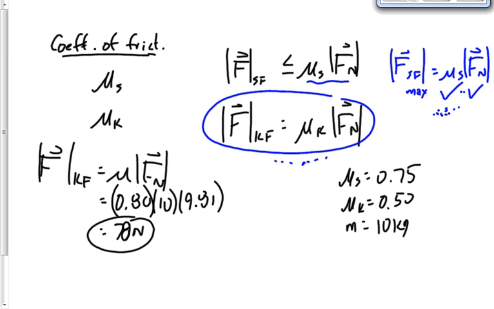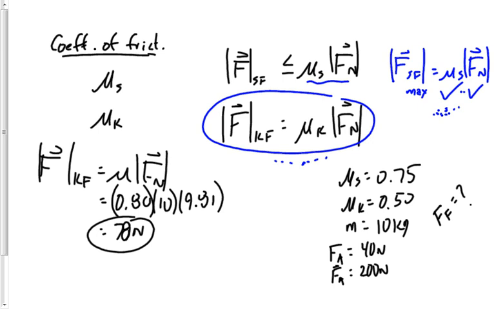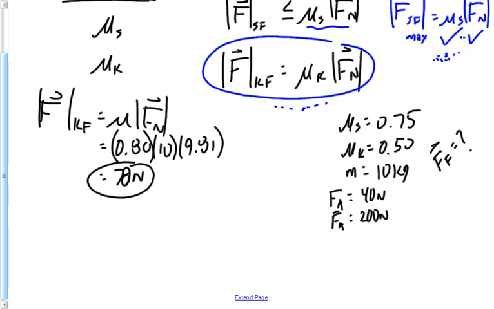Let's say we have two applied forces, an applied force of 40 newtons and an applied force of 200 newtons. In both cases, what's the force of friction? Well, we don't know whether it moves or not, right? So we've got to find out whether it moves. Let's get the maximum possible value first, using this equation up here.